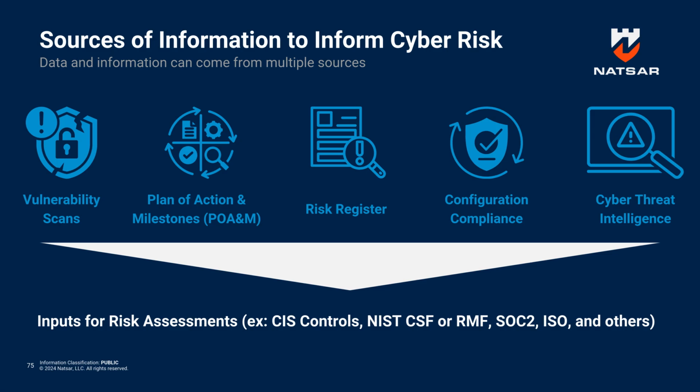Sometimes there is no mitigating control and someone just has to accept that risk. But those are the kinds of things that you would put on a POAM. A risk register. I'm going to talk a lot more about risk registers in just a bit, but this is a huge source of information and something that you really should be doing if you don't already have a risk register established. Also, configuration compliance.